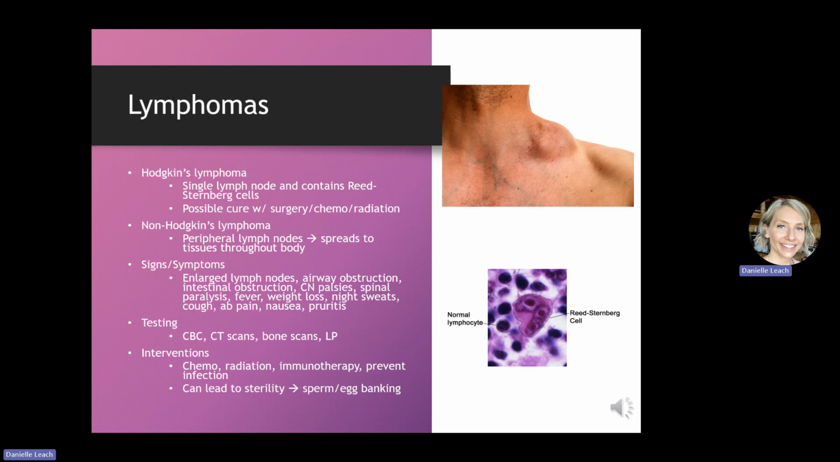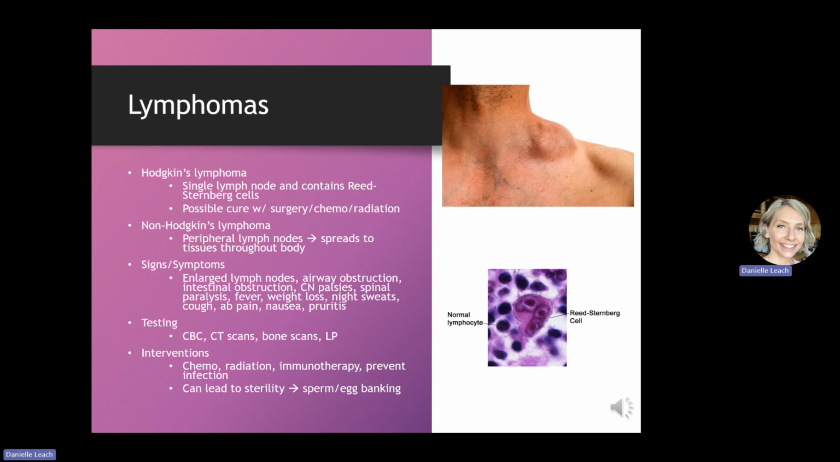Testing, we can do a CBC. We can do different scans to see has anything metastasized, or if it's non-Hodgkin's, where these affected lymph nodes are in the body. We can also do things like a lumbar puncture to, again, identify any metastatic disease.